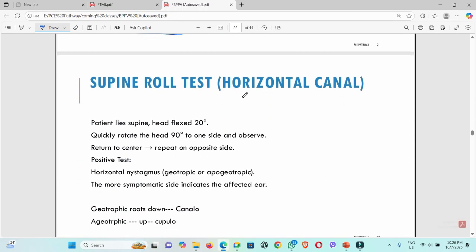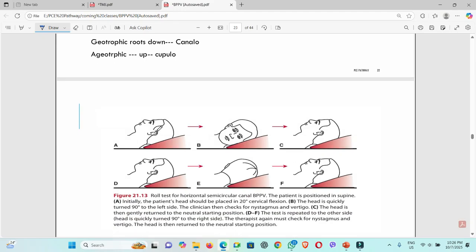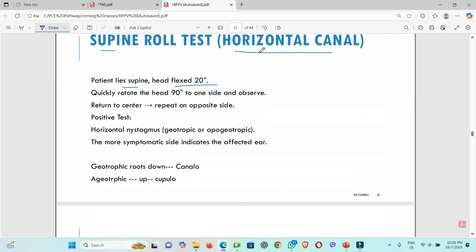Now there's another test; the horizontal canal was remaining. Dix-Hallpike was for anterior and posterior, modified was for just posterior, and for the horizontal canal there is a test called the supine roll test. The patient lies supine with the head flexed 20 degrees. How is the head flexed? If we keep a pillow under the patient's head, it is flexed. Quickly rotate the head 90 degrees to one side and observe, that means rotate either towards right or left.